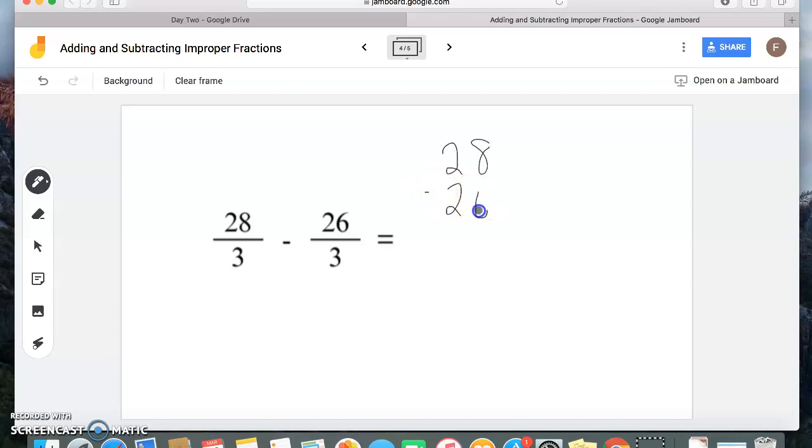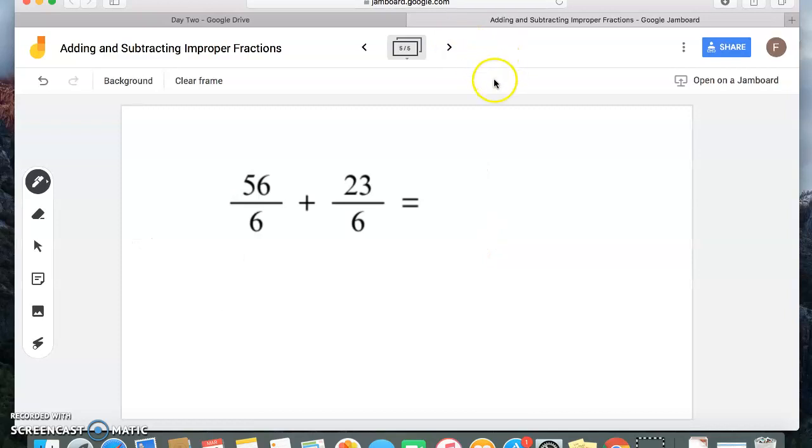So right now I'm writing 28 minus 26 on scrap paper in my notebook. So now I have 8 minus 6 is 2, and 2 minus 2 is 0. That's giving me a numerator of 2, and my denominator is staying 3. So the answer to this problem, 28 thirds minus 26 thirds, is 2 thirds.